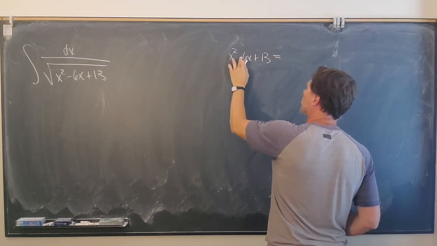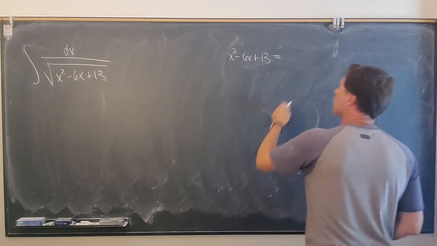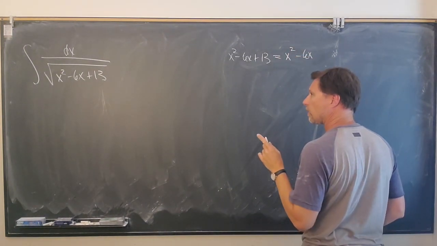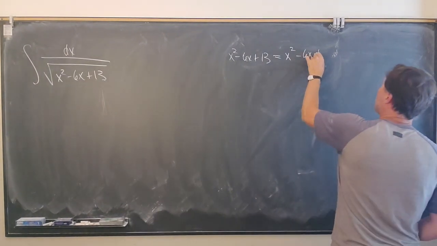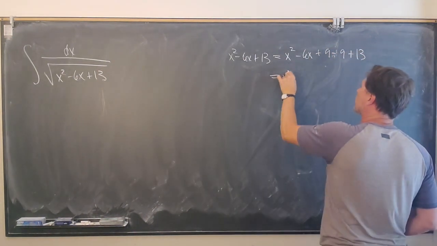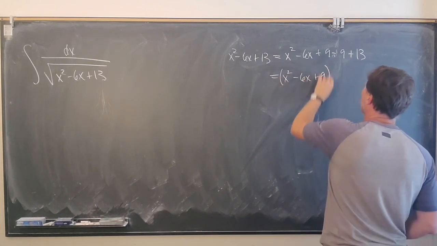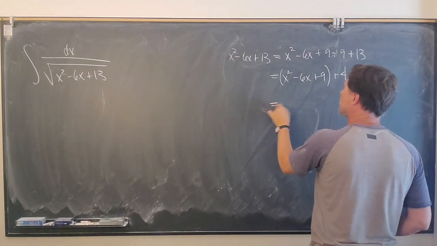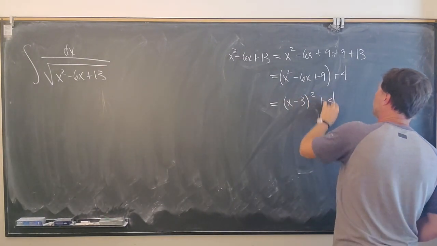Let's see, how do you complete the square? You take the middle term, cut it in half, and square it. So we'll have x squared minus 6x, cut it in half, and square it. So that will be minus 3 squared, gives me a 9. And then I'm going to add and subtract 9. And so we get x squared minus 6x plus 9 plus 4, which is equal to now x minus 3 quantity squared plus 4.